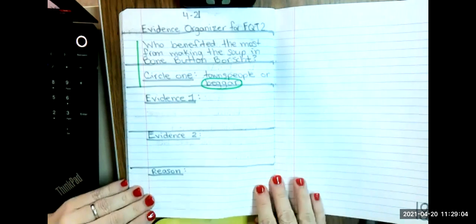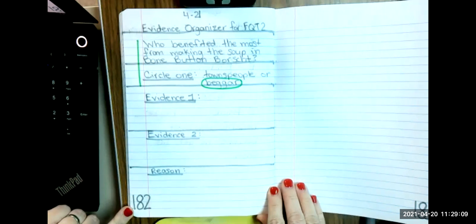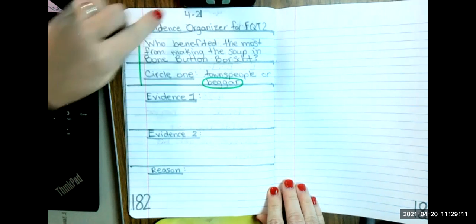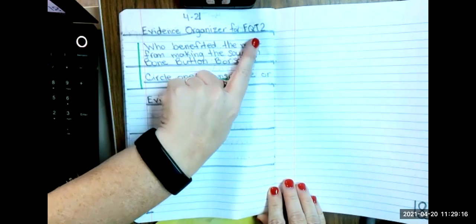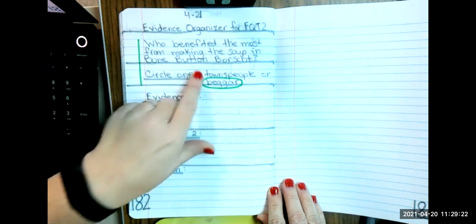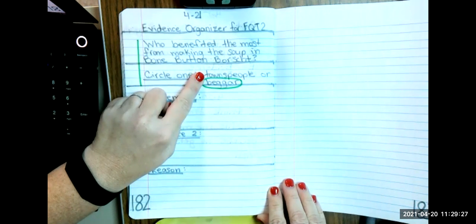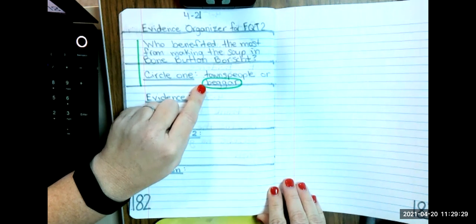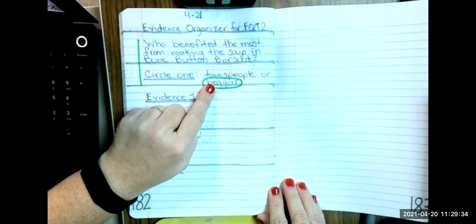Okay, so this is the evidence organizer that you need to put on page 182 of your journal. Put today's date, 4/21, evidence organizer for focusing question task 2. You're going to write the question: Who benefited most from making the soup in Bone Button Borscht? Then you're going to choose one, townspeople or the beggar, and circle the one that you chose. I chose the beggar. You do not have to choose the beggar. I chose the beggar, that's why I circled it.